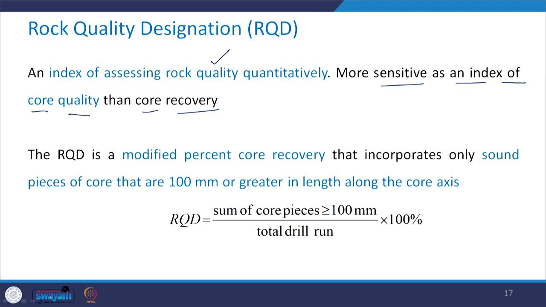This is a modified percent core recovery that incorporates only sound pieces of core which are 100 mm or greater in length along the core axis. So, RQD is basically defined as the sum of the core pieces which are greater than or equal to 100 mm, divided by the total drill run and multiplied by 100, and this RQD is always represented as a percentage.